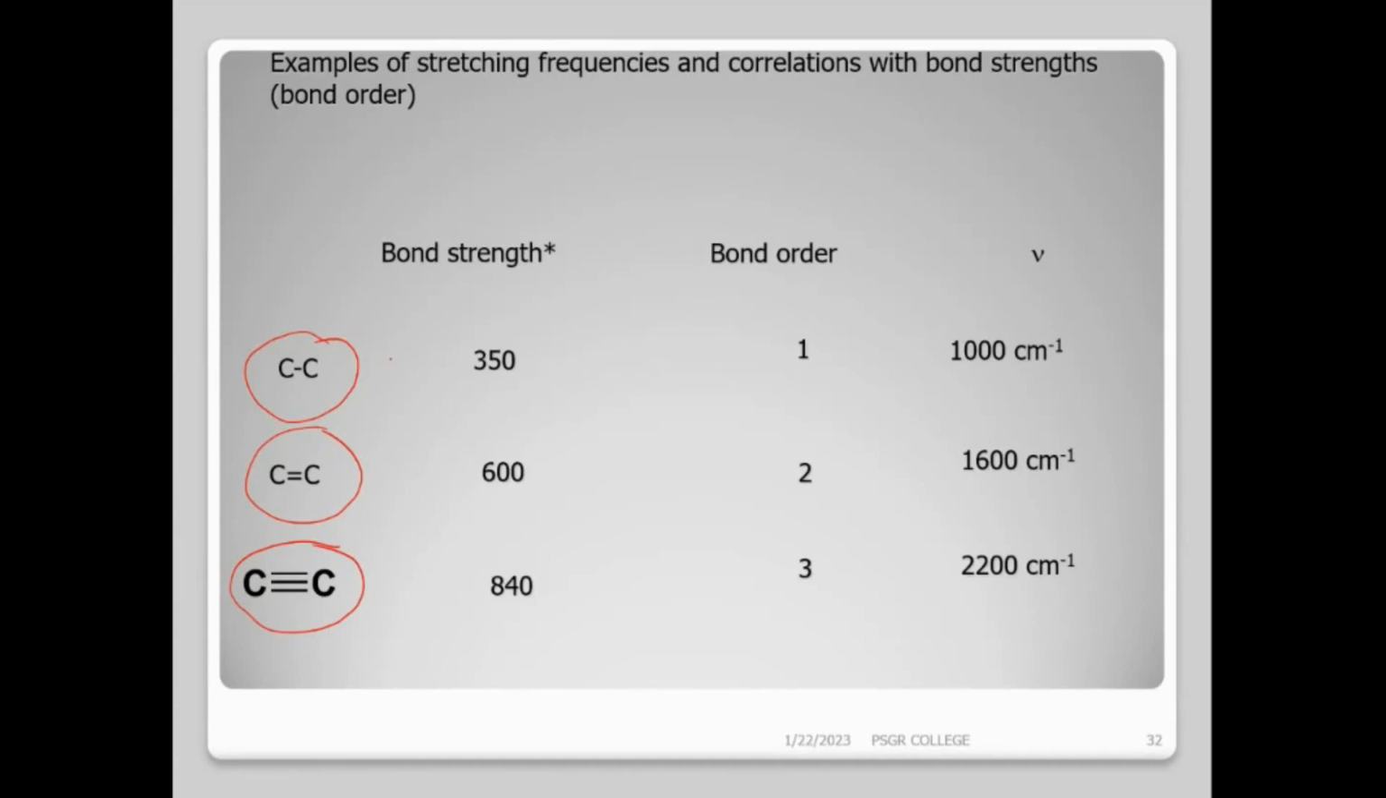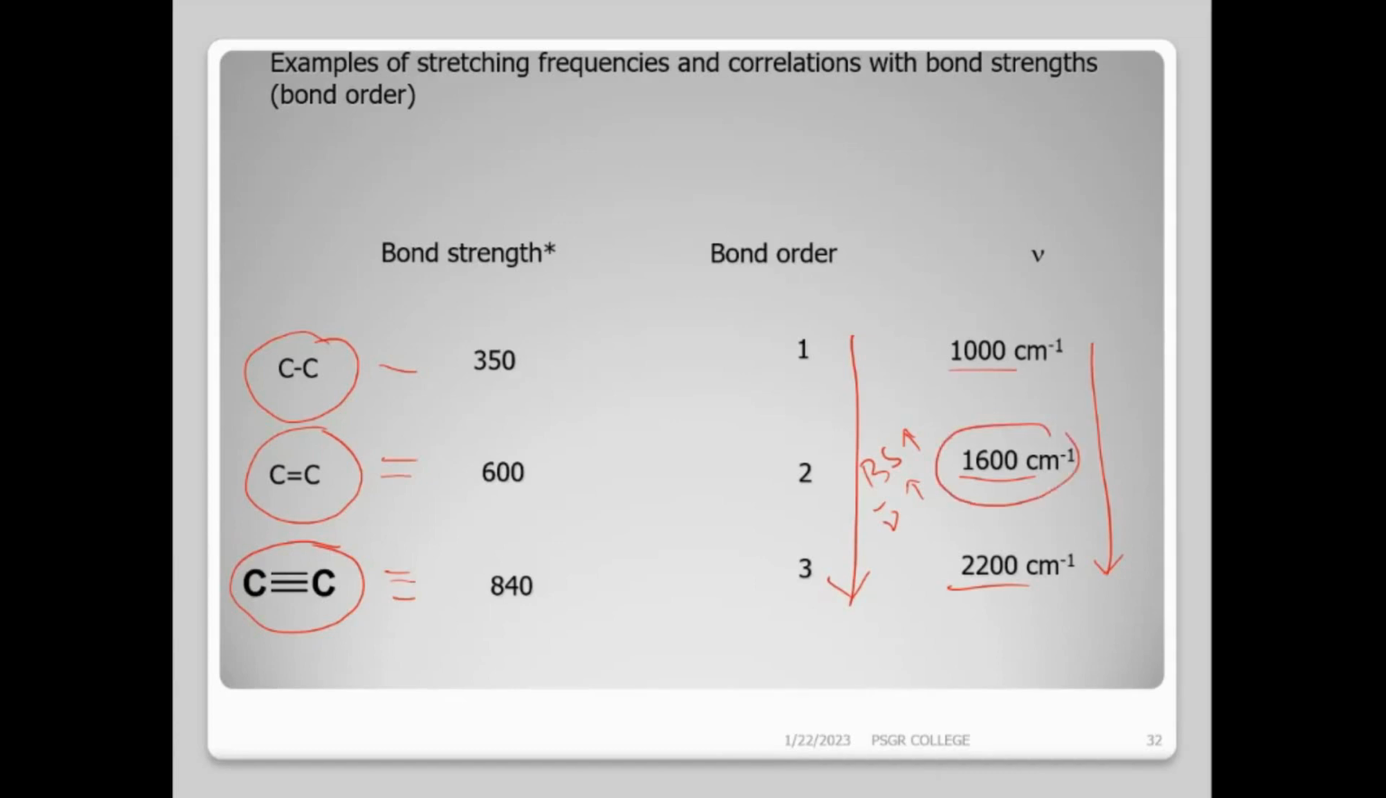So I say single bond, double bond, triple bond. So bond order increases. Bond order increases, so bond strength increases, so the wave number will increase. You can see the value is increasing. Single bond comes near 1000, double bond near 1600, triple bond near 2200. Very simple. So molecules with double bonds all come in the 1600 range.